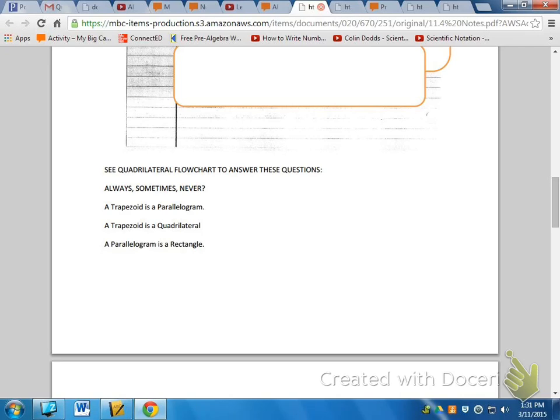Dustin, a trapezoid is a parallelogram. Always, sometimes, never? Never. That one is never, because I just said you can't jump over from a trapezoid to a parallelogram. All right, what about a trapezoid is a quadrilateral? I'm looking between either always or sometimes. Okay, well, that narrows it down. How many sides does a quadrilateral have? 4. Does a trapezoid ever have anything but 4 sides? Always.